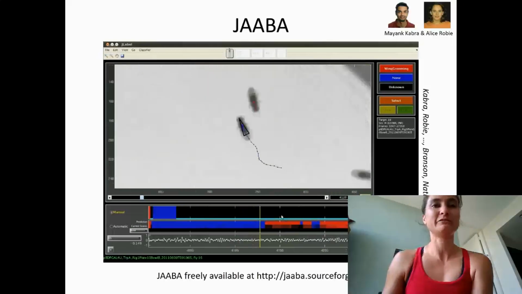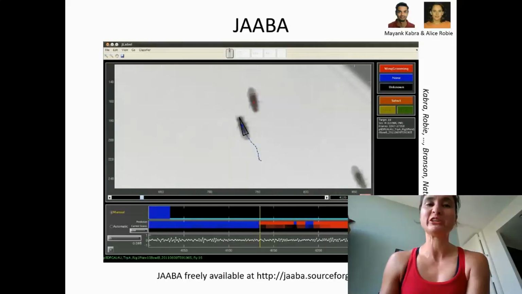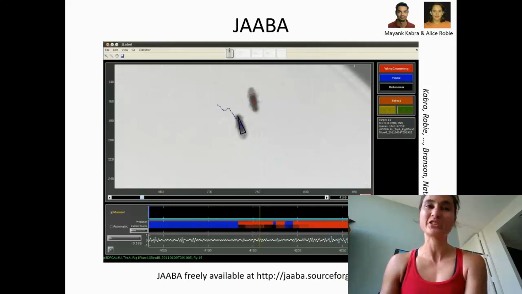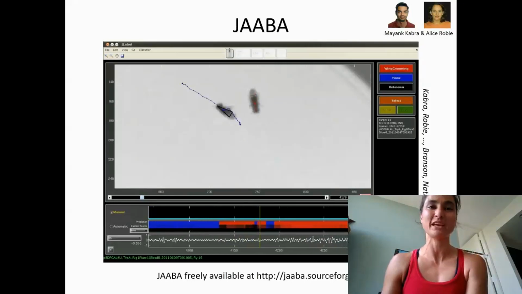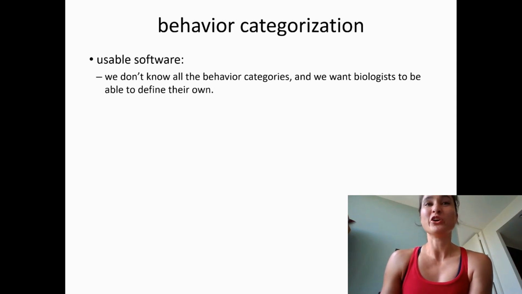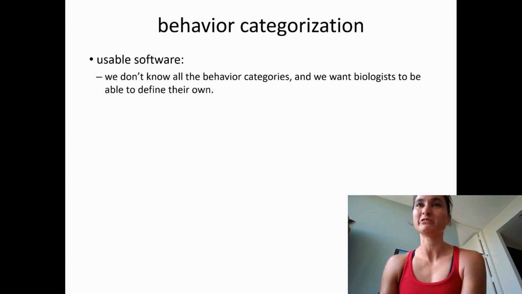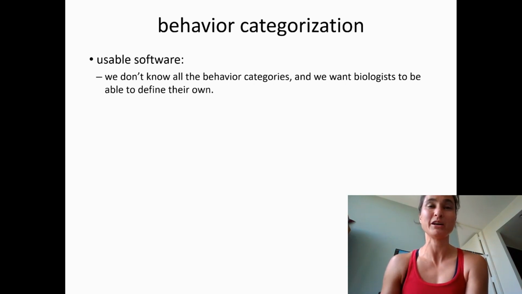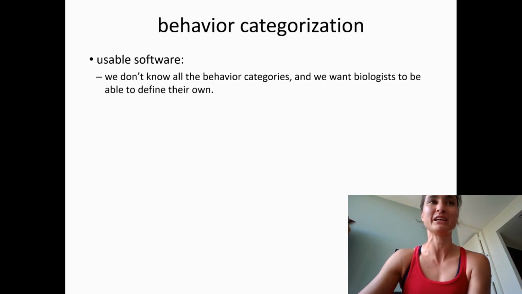So we made a lot of mainly user interface optimizations with this application. And that's primarily based on a few observations that we made as we tried to solve this problem. So first, we admitted that we didn't know what all the behavior categories are, and we wanted biologists to be able to define their own. So we made usable software where the biologists could train these classifiers themselves.